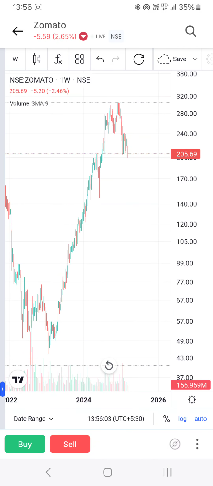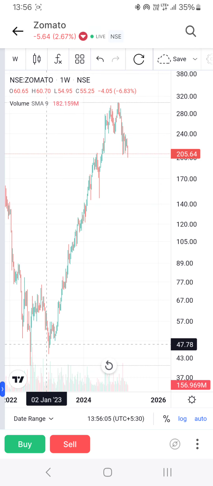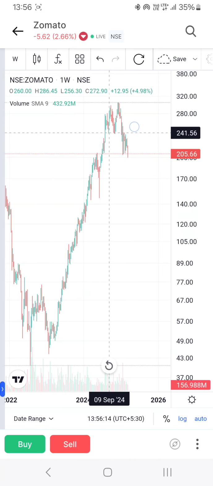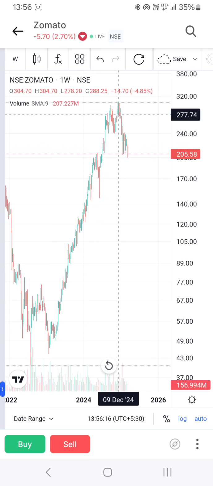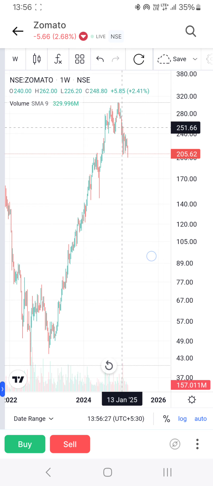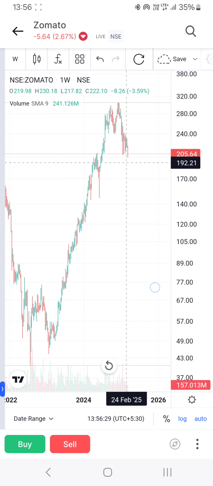What we can see on the weekly time frame is that Zomato, from last year, like 2 years ago, was at 47. From that, it has been in an uptrend till this December 2024. It went up to 300 rupees, say 320, and from there within these 3 months it has come back down to 200. That is, it lost 33% of the rally.